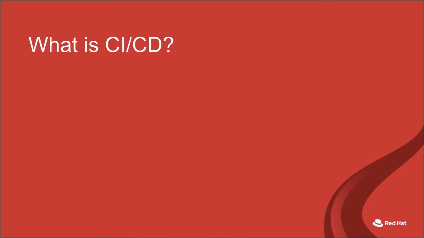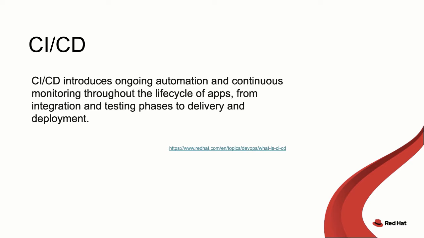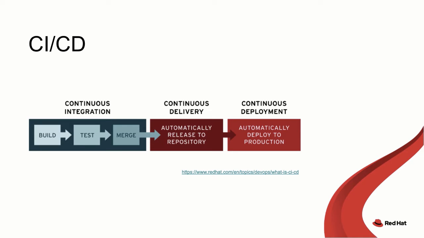So the focus of this introduction to the workshop is going to be on CI/CD. To introduce the topic, let's look at a definition. To define CI/CD, we took a look on the Red Hat website and found the following definition, which really encapsulates what it's all about. CI/CD introduces ongoing automation and continuous monitoring throughout the life cycle of apps, from integration and testing phases to delivery and deployment. The acronym CI/CD has a few different meanings.